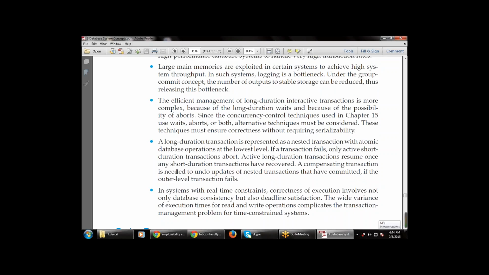Then in systems with real-time constraints, the correctness of the execution involves not only the database consistency but also the deadline satisfaction.